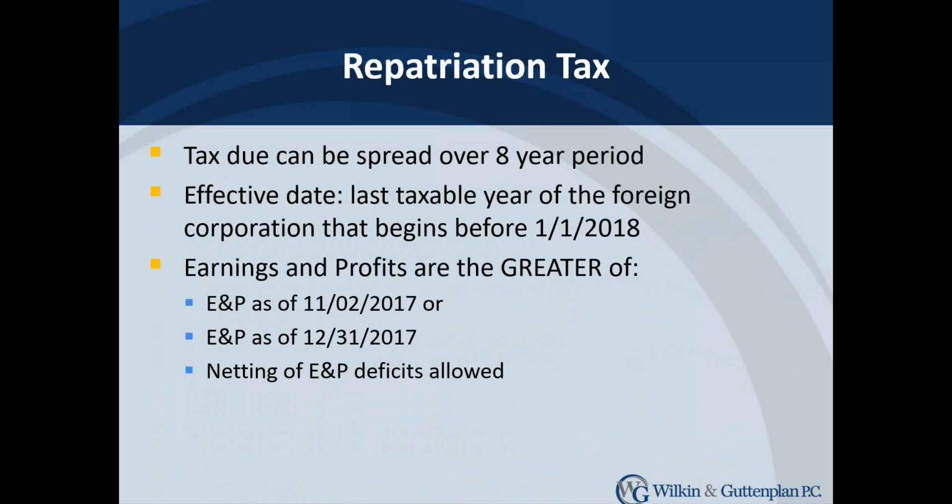The calculation of earnings and profits, there's another twist in here, is the greater of the earnings and profits as of 11/2/2017. For the CPAs and attorneys in the webinar, you'll remember that this is the date when the House passed its bill. And the second measurement date is December 31, 2017. So in our view, they try to prevent any behavior reducing earnings and profits during this period of enactment by the House.